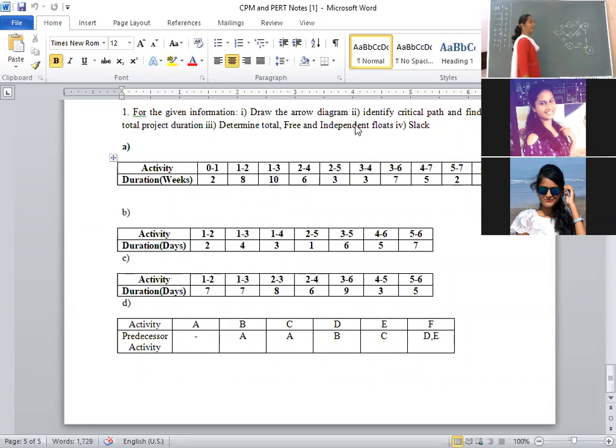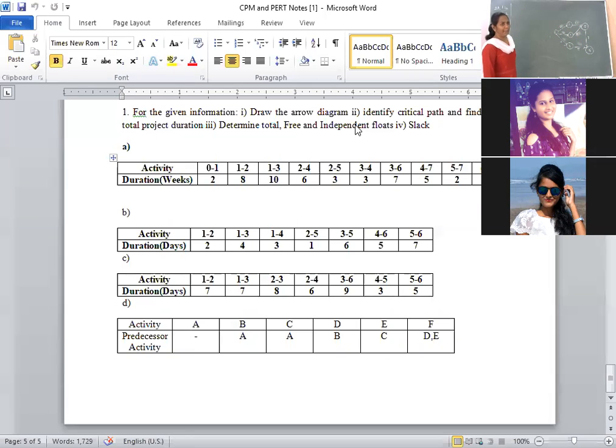No, ma'am. Right now, whatever the duration is given, write down those durations. 1 to 2 is given as 2. 1 to 3 is given as 4. 1 to 4 is given as 3. 2 to 5 is given as 1. 3 to 5 is given as 6. 4 to 6 is given as 5. 5 to 6 is given as 7.